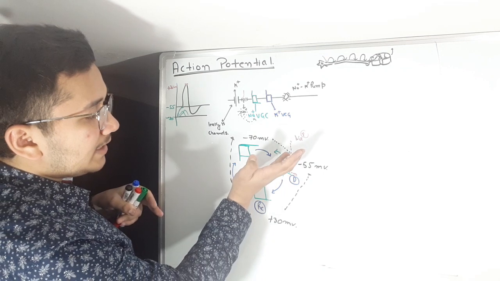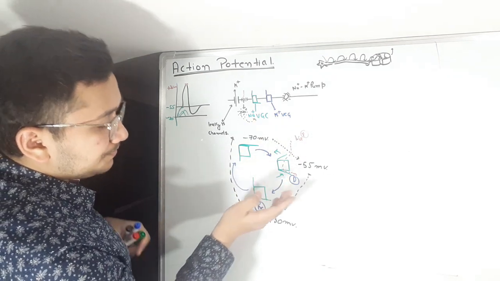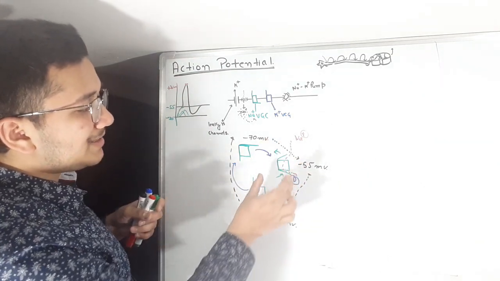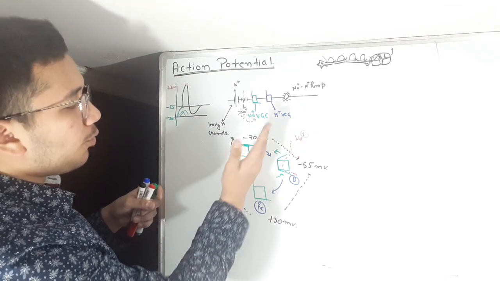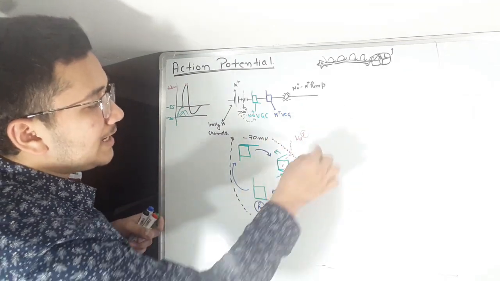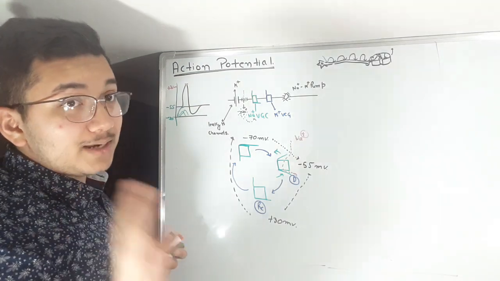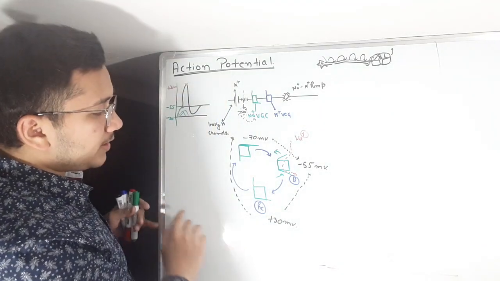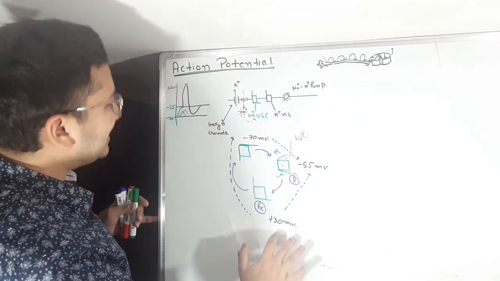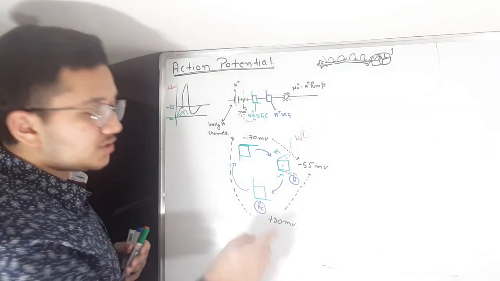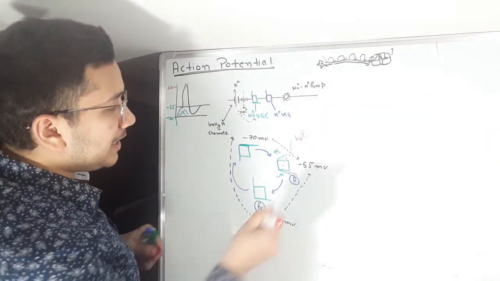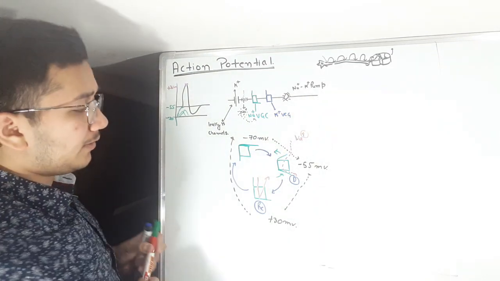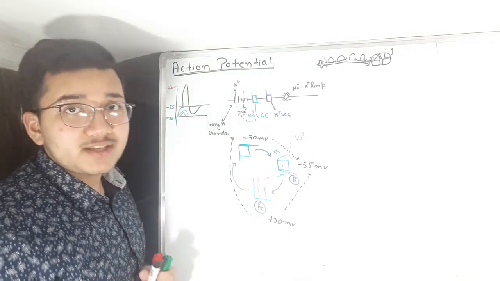When this gate is opening, at the same time the inactivation gate is closing. Only in this scenario, when this gate is open and this gate is closing, can the Na positive enter inside the cell, and believe me, it enters in a very huge number. At this particular moment, at plus 30, the inactivation gate closes, so now Na positive cannot enter the membrane. So here the process of repolarization occurs.